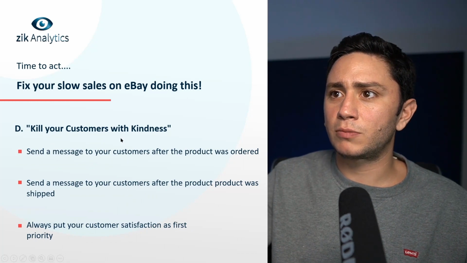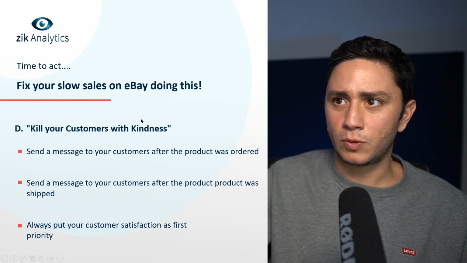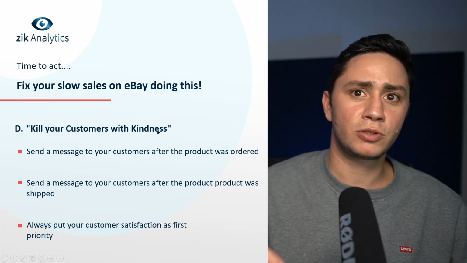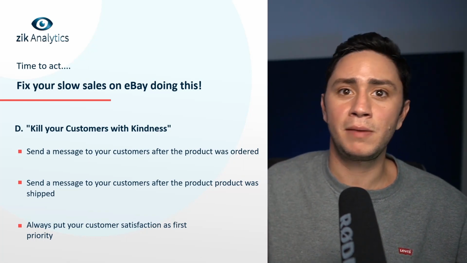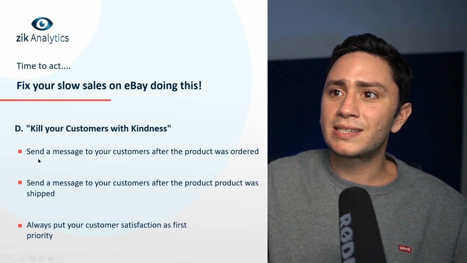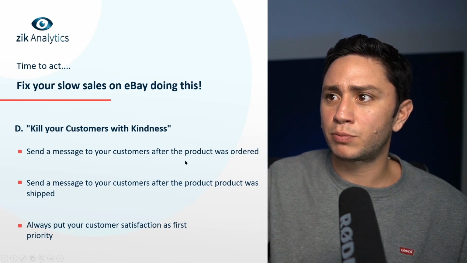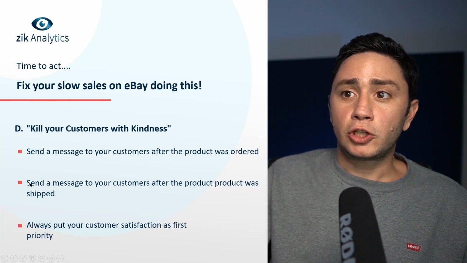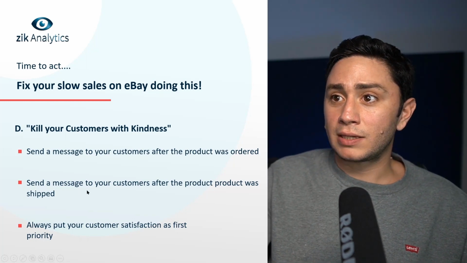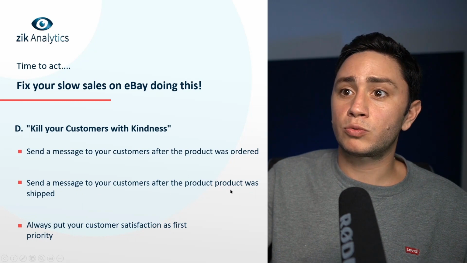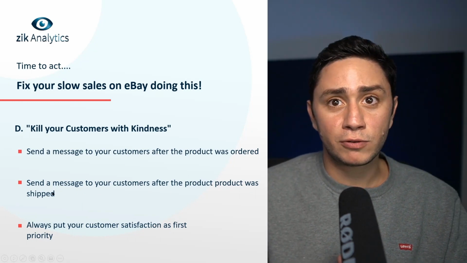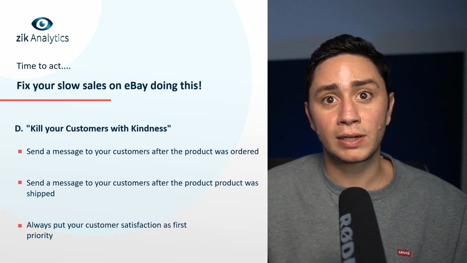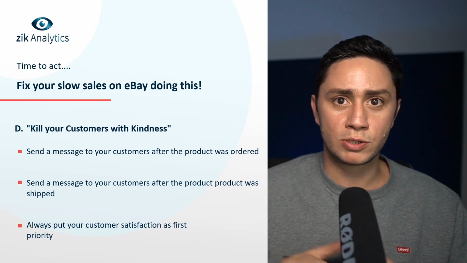Kill your customers with kindness. Okay, very, very important. Kill your customer with kindness. Your customer service is a big deal in eBay. eBay is a buyer platform. So always send a message to your customers after the product was ordered. Okay? Make sure to also send a message to your customers after the product was shipped. So you're telling them, thank you very much for ordering from us. And then you tell them, thank you very much. The product has been shipped. This is the tracking number. If you have any question, you can always contact us back.